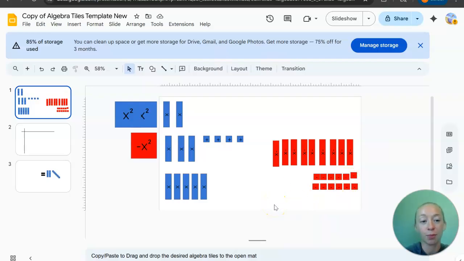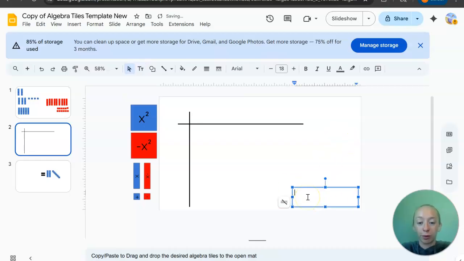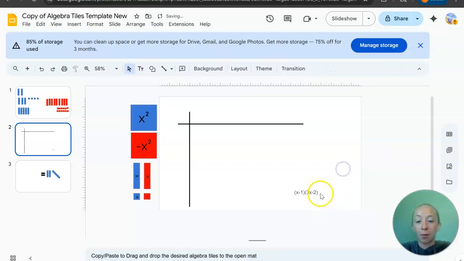Okay, for our last problem here, we have x minus 1. Let's see if I can add a little more visual in here. So x minus 1, that's our first parentheses. Next parentheses, 3x minus 2. Okay, that's our problem. So let's solve it here.